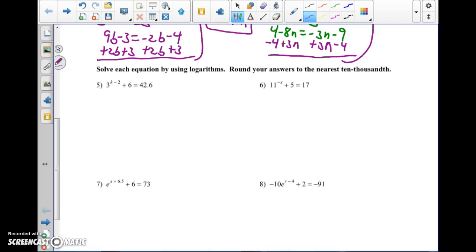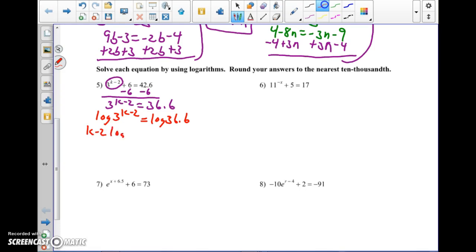On problem number 1, first of all, you must get the base and exponent by themselves. So subtract 6 from both sides. Once you have the base and exponent by themselves, then you're going to log it. Next thing you do is swing your exponent. Divide by log 3.